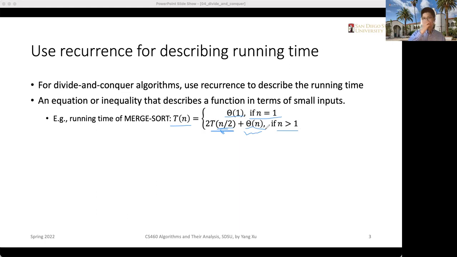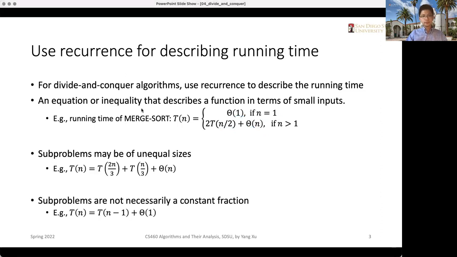So for merge sort, we have defined a merge procedure that takes two already sorted sub-arrays and merges them into one complete array. The running time of that procedure is basically big theta of n, so we need to include that in the recurrence equation.